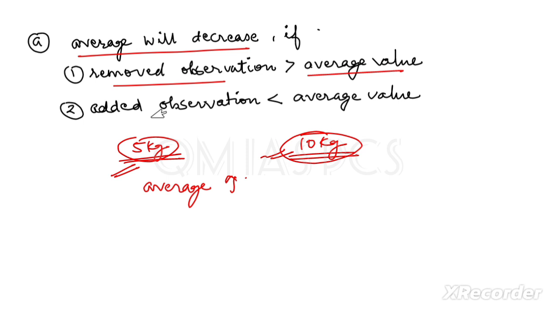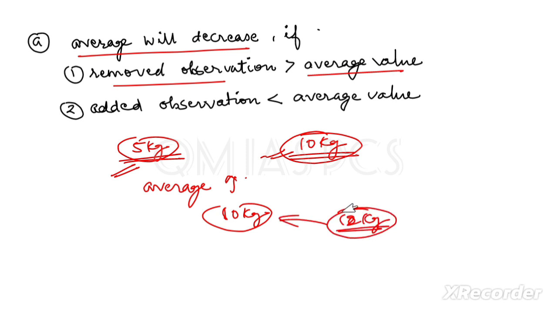But I have given another scenario, where the average value was 10 kg and I was adding 12 kg. In that case, what will happen? When we add some observation and its value is less than the average value, the average value will decrease. Here I have given you the opposite scenario: the added observation was greater than the average value, so the average will increase.